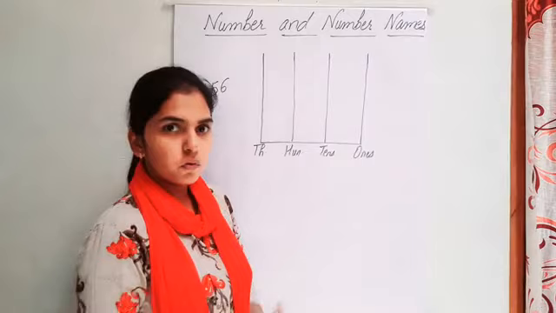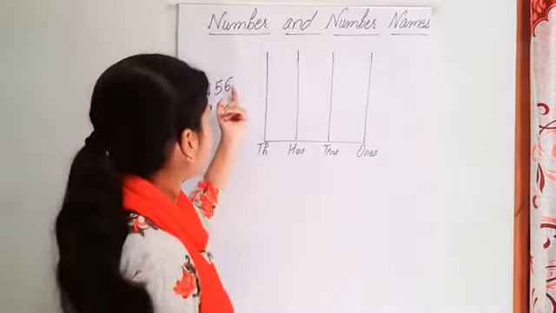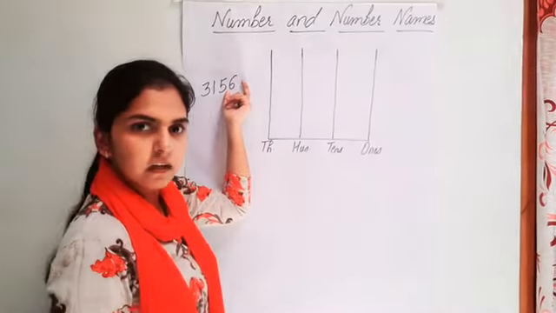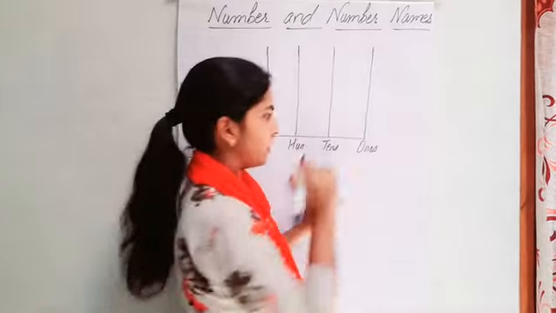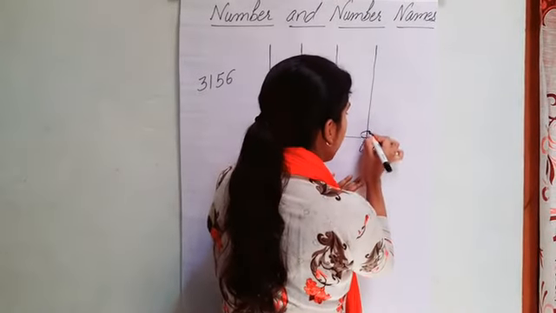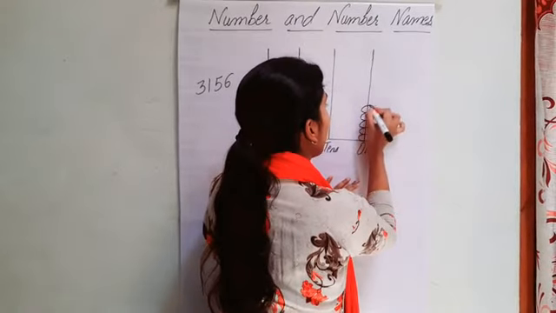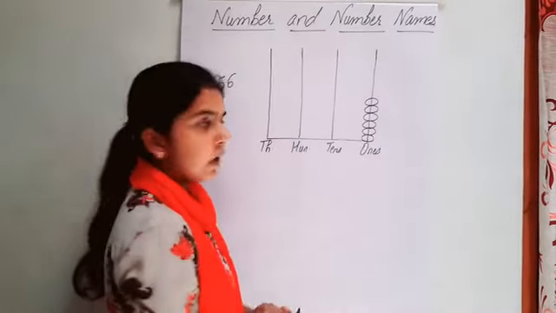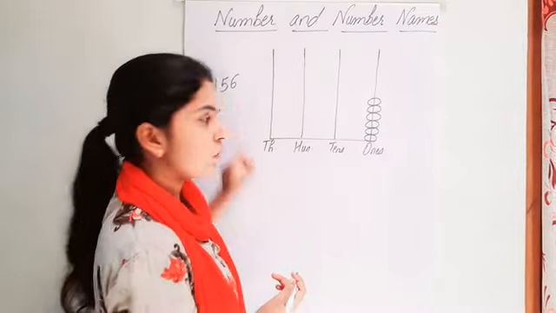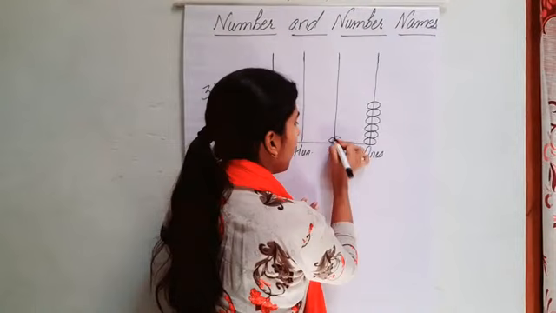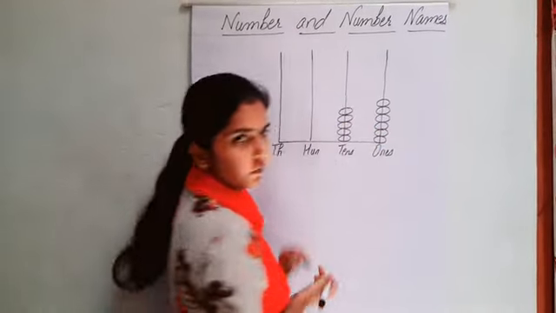First of all, as you know that we start a number from ones, right? So at ones place, which digit is there? 6. So how many beads we will draw? Right, 6. So let us draw 1, 2, 3, 4, 5, 6. Now let's move to the next one, 5. So how many beads we will draw? 5. 1, 2, 3, 4, 5.